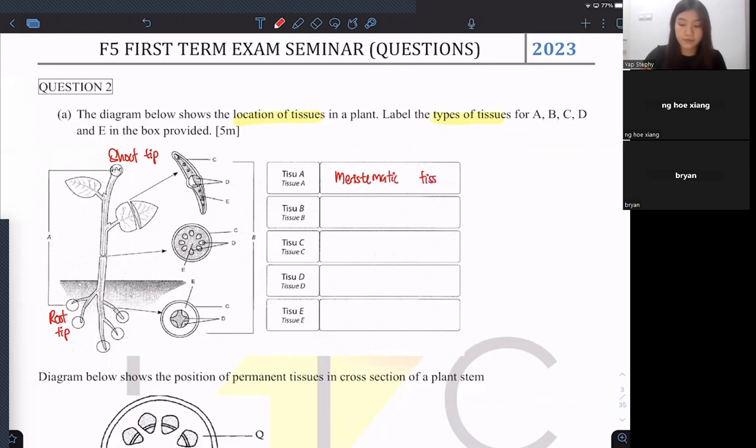Next, for the tissue B. The tissue B is labeled for this whole thing, that means the leaf, stem, and the root. This one is a permanent tissue, because inside they have specialized cells, and they have a specific function. So this is the permanent tissue, like the xylem, phloem, guard cell, all the things are here. And then for the tissue C, C is for the external layer, the outermost layer. So this one we name it as epidermal tissue.